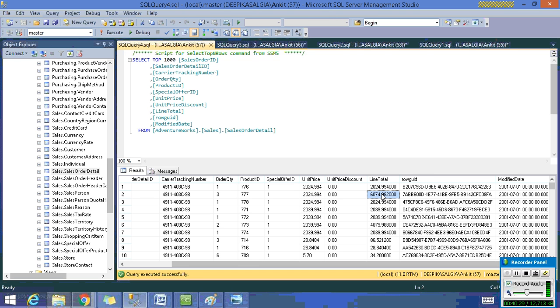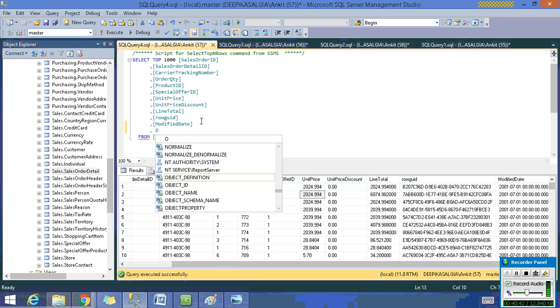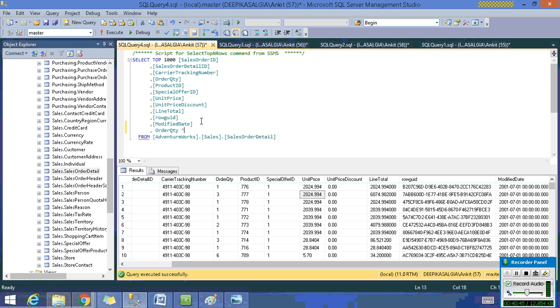But let's say you are not storing that information in the table, because it can be obtained from order quantity into unit price. What you can do is, at query runtime, create one more column and say that would be order quantity into unit price, right? Okay, and then you can alias this as line total. Now if I ask you, I want you to subtract the unit price discount from that, how can you do it? How are you going to subtract the unit price discount from it?